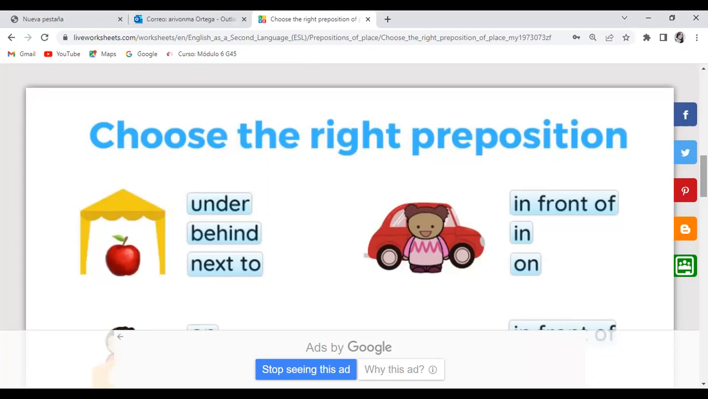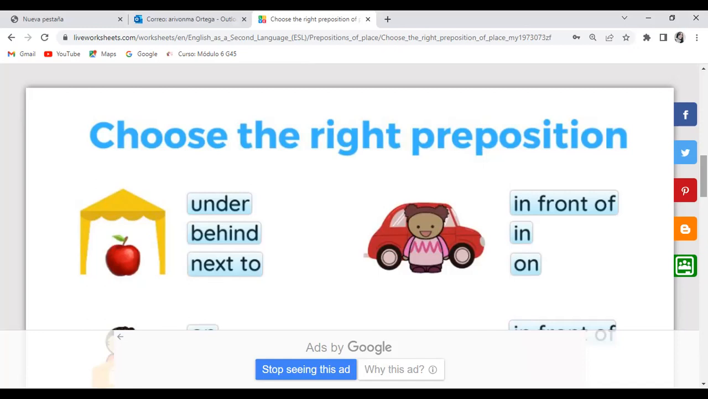So when you are asking, where are the things? Where are my keys? ¿Dónde están mis llaves? ¿No? A veces no sabemos dónde están las cosas y preguntamos, oye, ¿dónde están mis llaves? ¿Las has visto? Where are my keys? Have you seen them? And you said, yeah, they are on the shelf. They are on the table, etc.